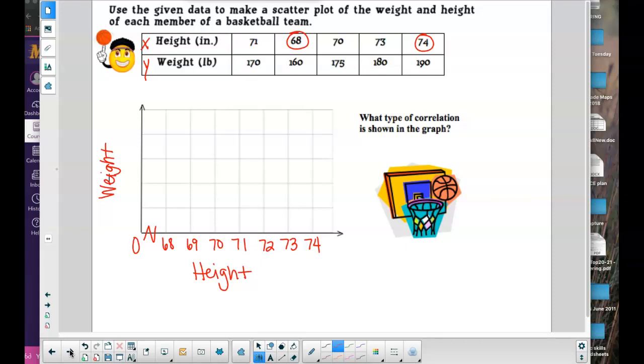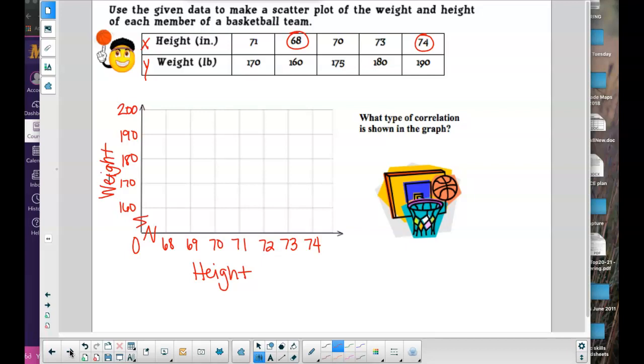For weight, what should I count by? Tens, maybe? That would make sense, right? Should I start at 0 and count to the top? No, I'm going to skip a whole bunch too. What should I start at? What's the lowest weight? 160. So let's go 160, 170, 180, 190, 200. Okay, when we make a graph, we have to label everything.